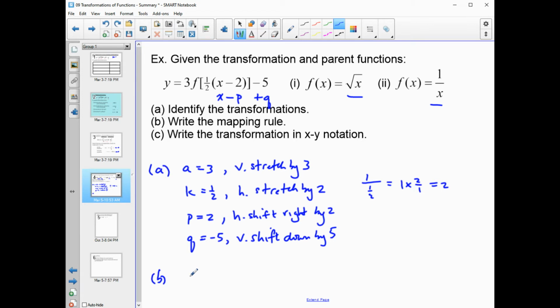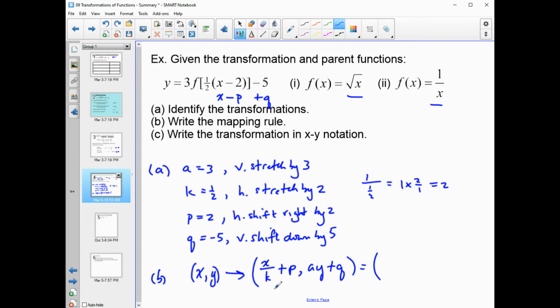Now, the mapping rule. In general, I think it's really worth it for you to commit this to memory, or if you have a good enough understanding of what the transformations mean, you shouldn't have to, strictly speaking, memorize it. It should actually make a certain amount of sense to you. The x-coordinate is going to be divided by k, and then we add p. The y-coordinate is going to be multiplied by a, and then we add q. Now, in our case, we know what all of those parameters are.